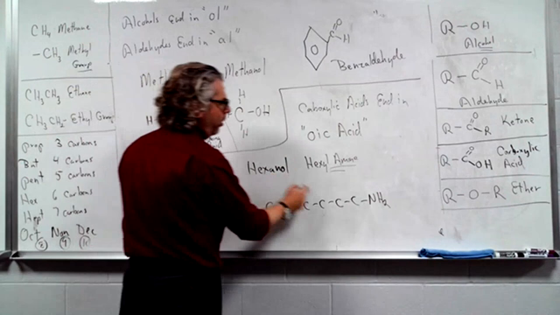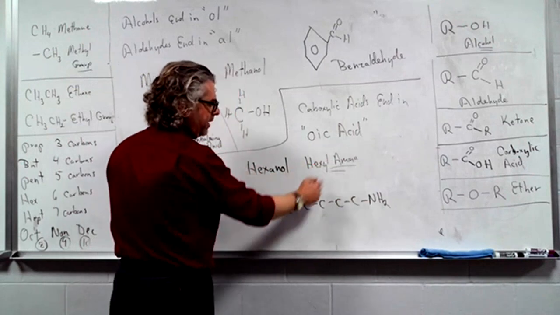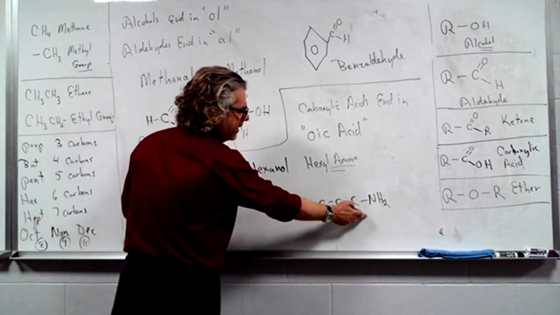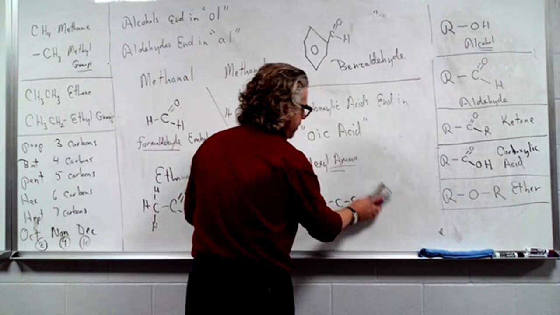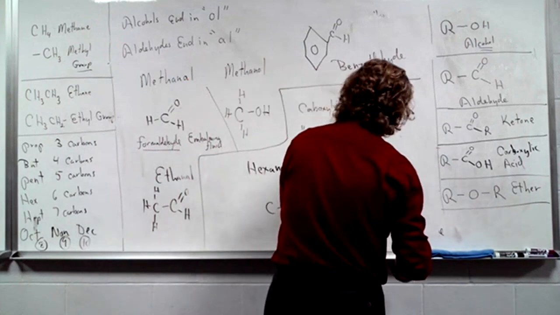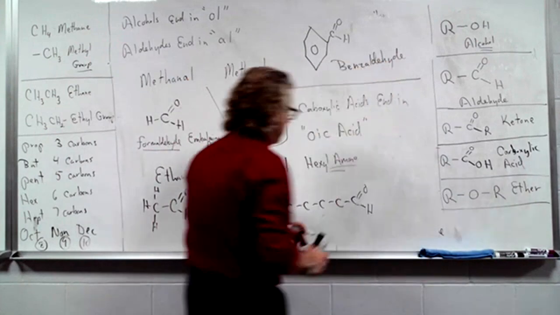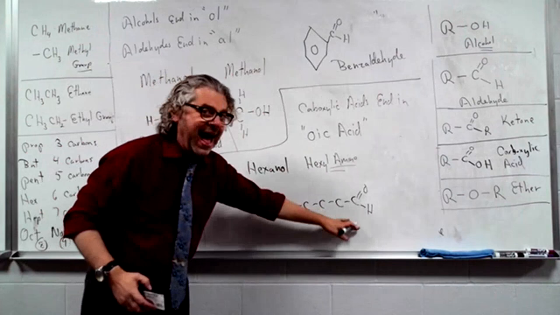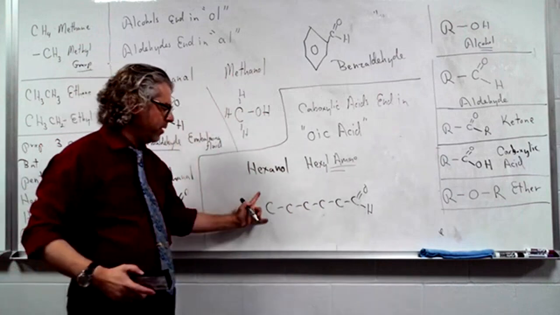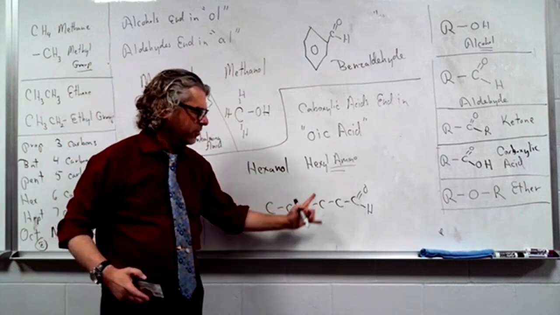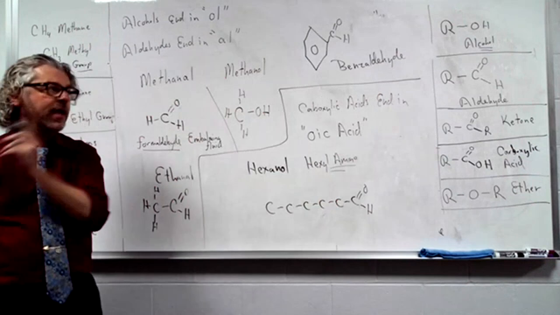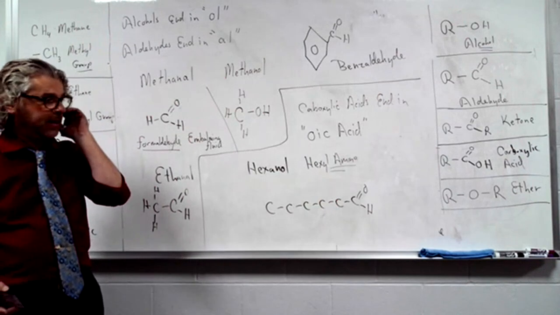So hexanol had an OH, hexylamine, hexamine. Now, what would an aldehyde be? That would be hexanal, but only if I put the three hydrogens, the two hydrogens, the two hydrogens, the two hydrogens, the two hydrogens. Hexanal.